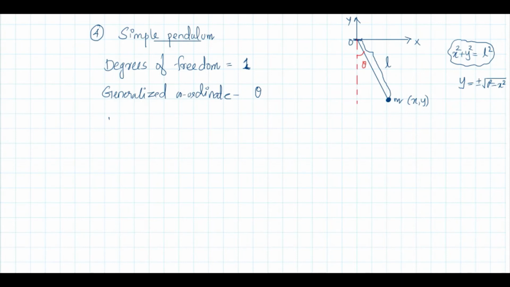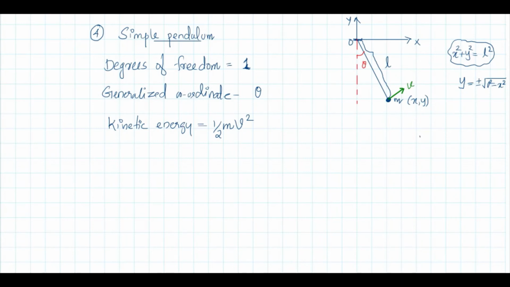Now, we have to express kinetic energy and potential energy in terms of this generalized coordinate. Kinetic energy, as usual, is half mv square. In this case, the velocity of the particle will be tangential to the circular arc, like this. This is v.